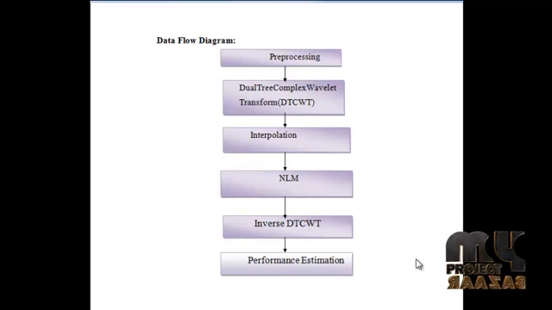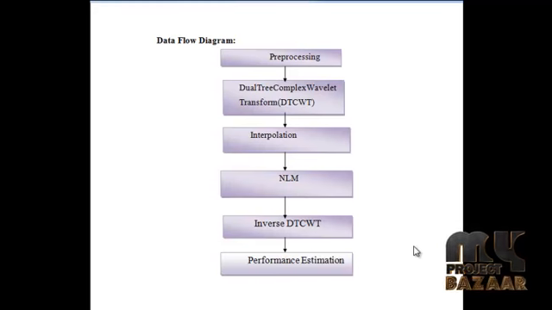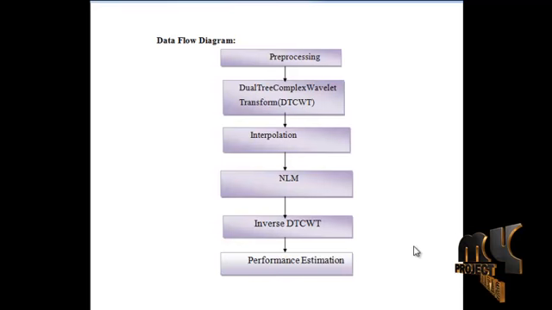Now we discuss the inverse dual-tree complex wavelet transform. After shrinkage, the image is given to the inverse dual-tree complex wavelet transform method. Here we convert the image to the original form. It is the reverse process of the DTCWT transform. After applying the inverse wavelet transform, we get the reconstructed image.